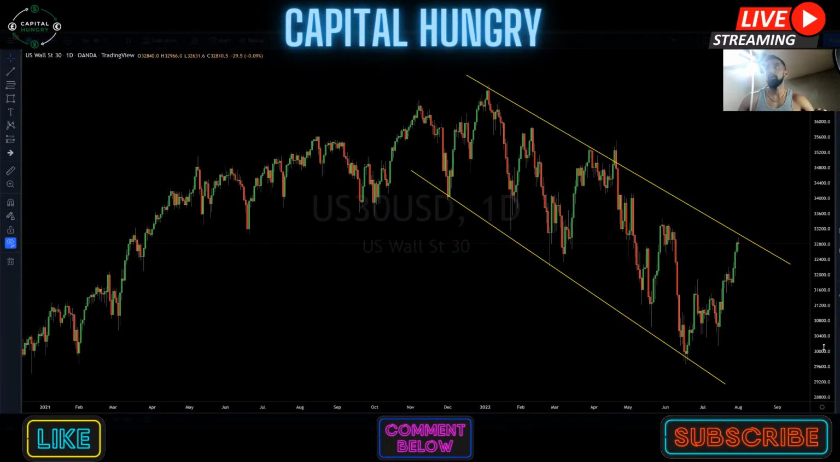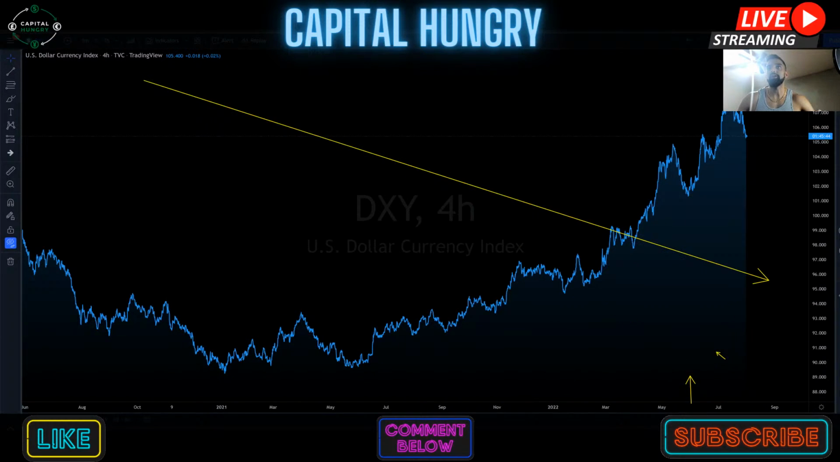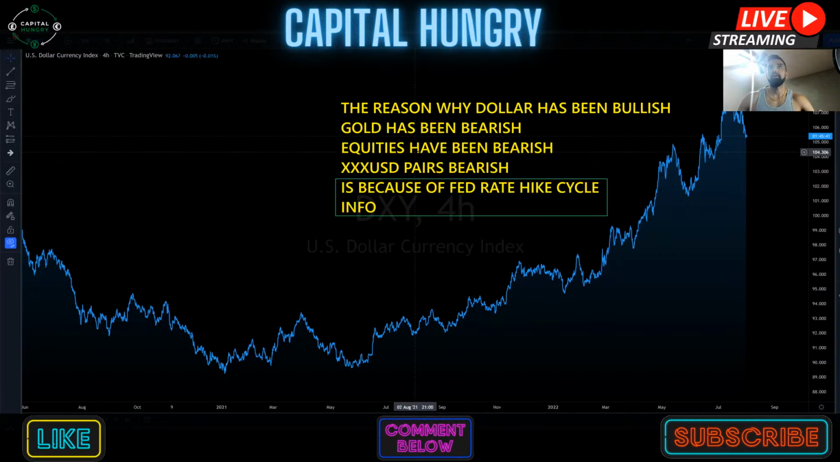Okay, so remember, the main reason why dollar has been so bullish, why gold has been bearish, why the stock market has been bearish, why dollar pairs like GU and EURUSD have been bearish, is because as the world reserve currency and business currency, and also the main leader of the central banks, the Federal Reserve rate hike cycle is the information that's been getting priced in. As the different Fed rate hike cycle information gets priced in, you have these pullback phases that occur.